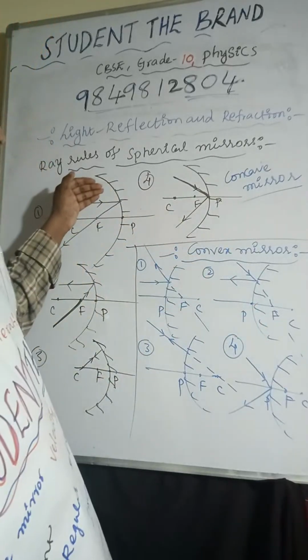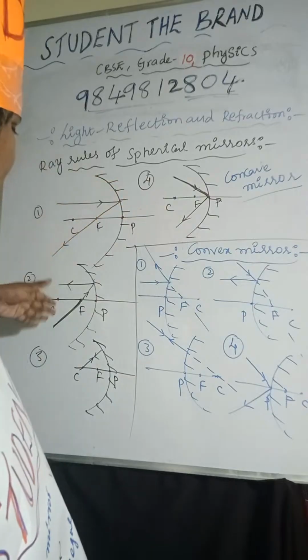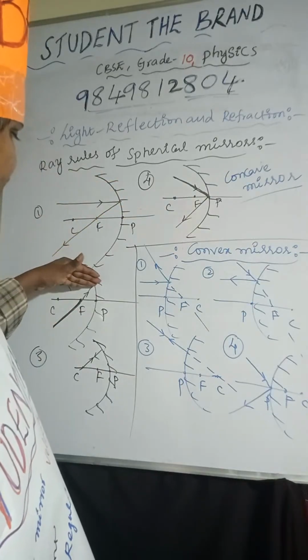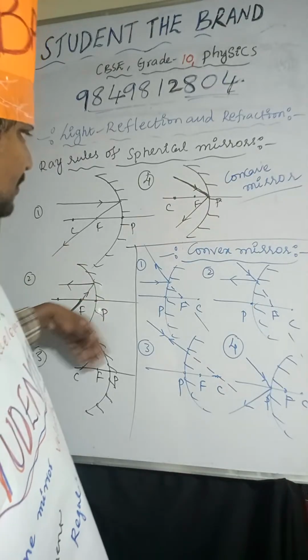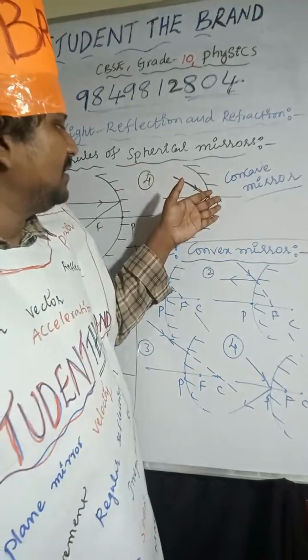So light ray is coming from infinity, after reflection passes through focus. Light ray is passing through focus, after reflection moves towards infinity. Light ray is passing through center of curvature, it retraces its original path. Light ray is incident at the pole, it reflects back.